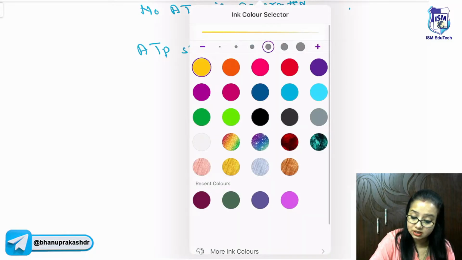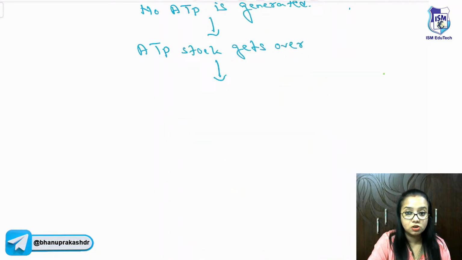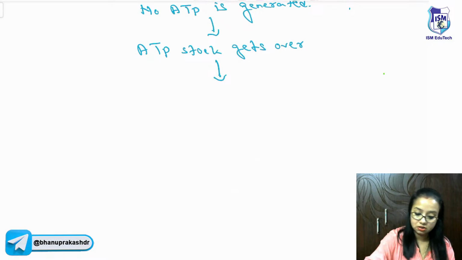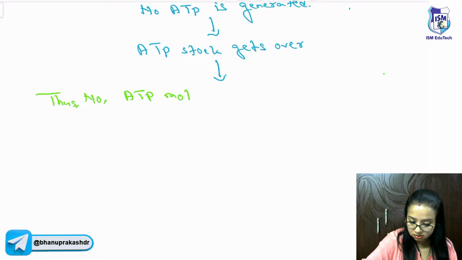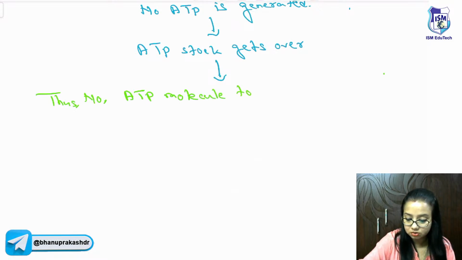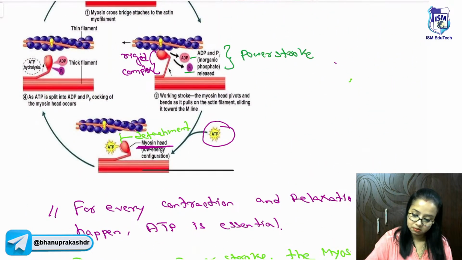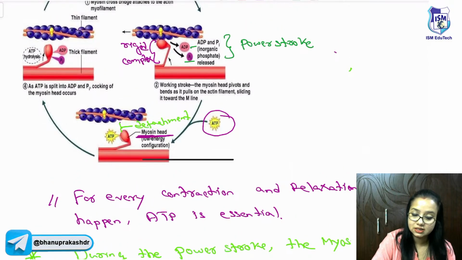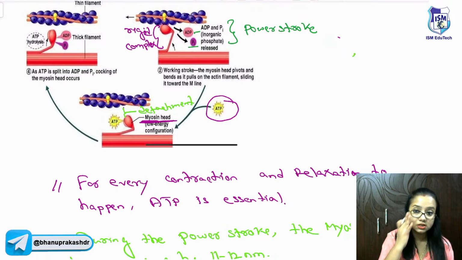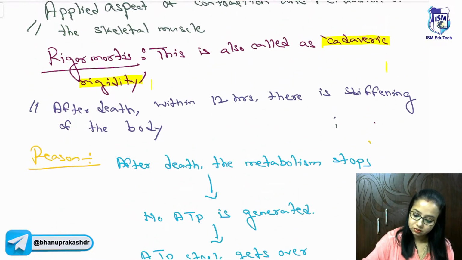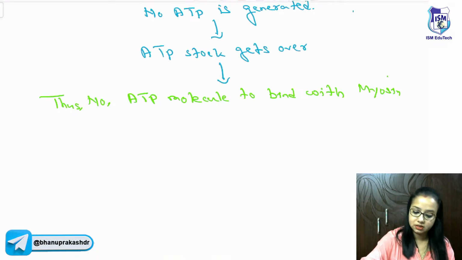We have seen for the relaxation to happen, one ATP molecule has to bind with the myosin molecule. Now, thus no ATP molecule to bind with myosin. So muscles were already in contracted stage during death. So there is no ATP that can bind with the myosin head. So what happens is that no ATP molecule to bind with the myosin.